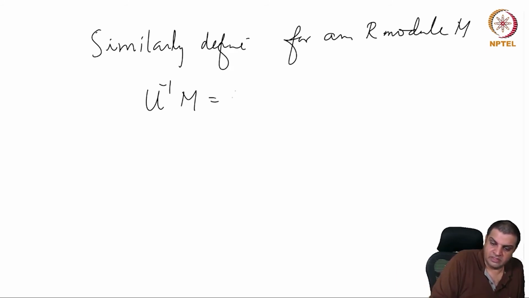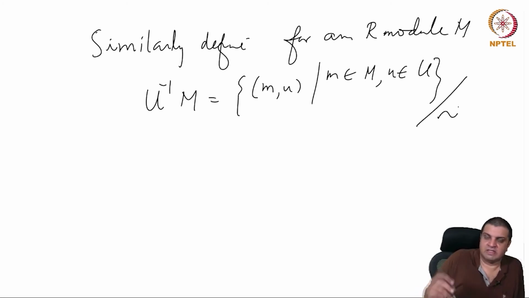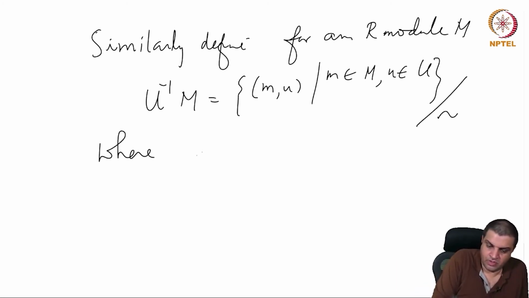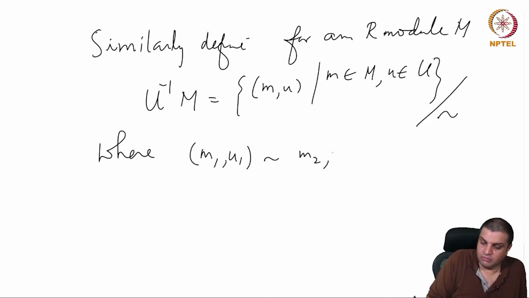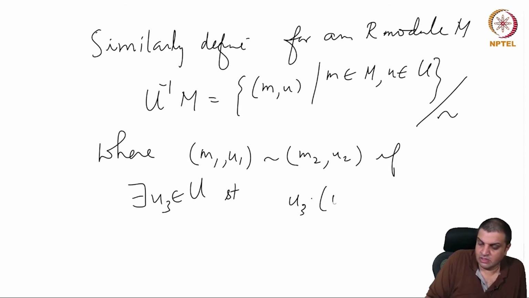Okay. U inverse M is the set of all m over u, where m is in M and u is in U, modulo an equivalence relation, where m1 over u1 is equivalent to m2 over u2 if there exists some u3 in U such that u3 times (u2 m1 minus u1 m2) equals 0.